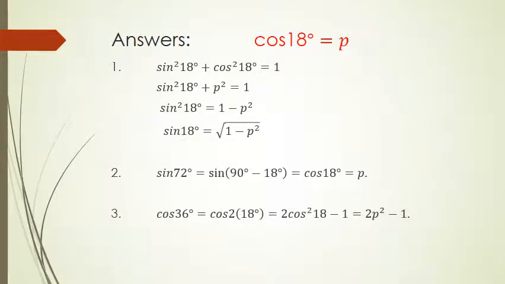Number 3, it was cos 36. You should be quick to see that 36 is 2 times 18. So you can use the double angle formula there. We express cos 36 degrees as cos of 2 times 18 degrees. Since we are given cos 18 degrees, we choose the one which has cos 18. So that's equal to 2 cos squared 18 degrees minus 1. And substituting for cos 18, you obtain 2P squared minus 1.